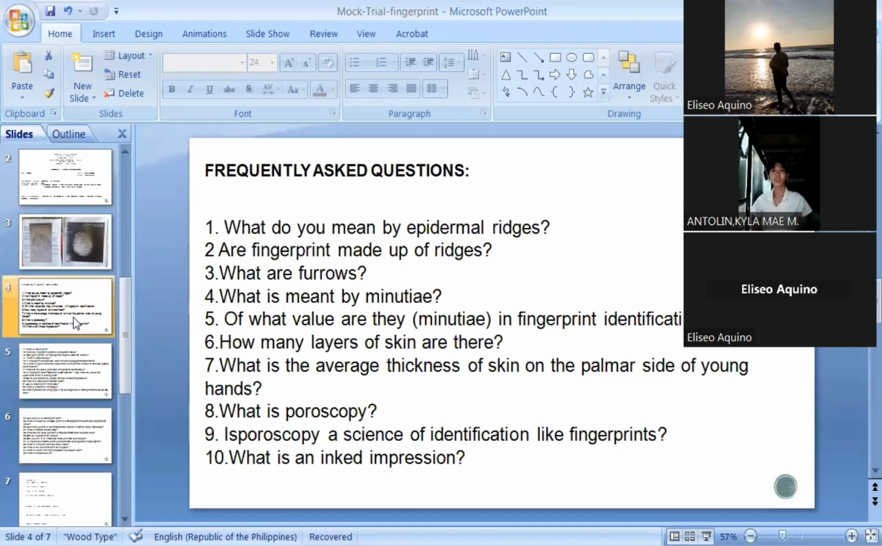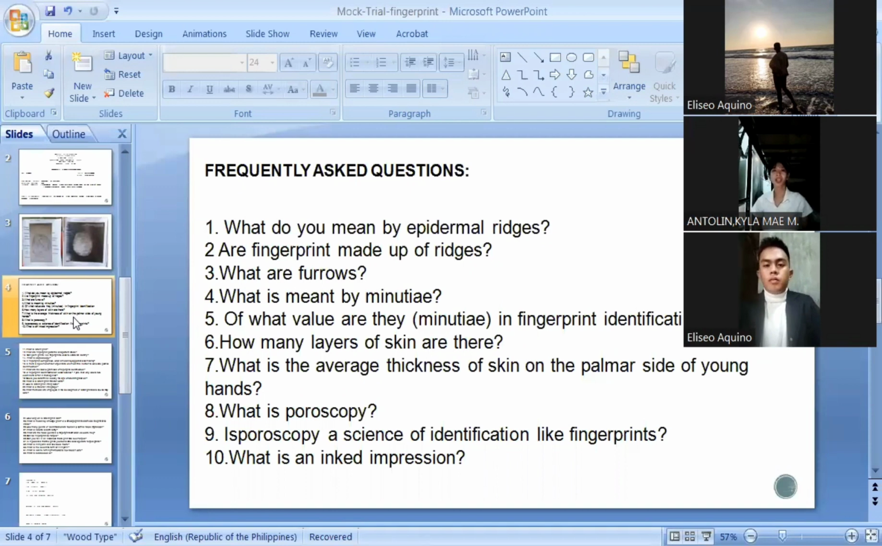5. Minutiae can be defined as the points where the ridge lines end or fork. 6 is that there are 3 layers. 7 is that according to criteria including age, gender, and individual variances, the typical thickness of the skin on the palmar side of a young hand can differ. But generally speaking, the skin on the palmar side of the hand is thought to be thicker than the skin on other body parts.